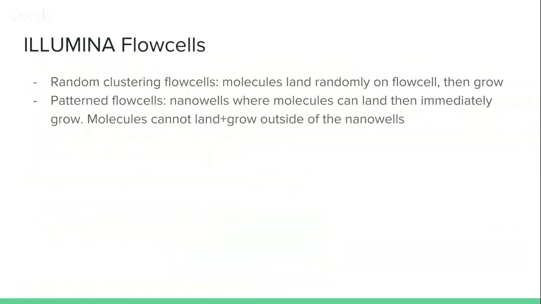Illumina then later on came up with this pattern flow cell, which is nanowells that are positioned at a specific place with a specific density in the slide in the flow cell. And then this works differently from the previous system. Here the molecules can land and then immediately grow into the nanowell. And then molecules cannot land and grow outside of the nanowells.